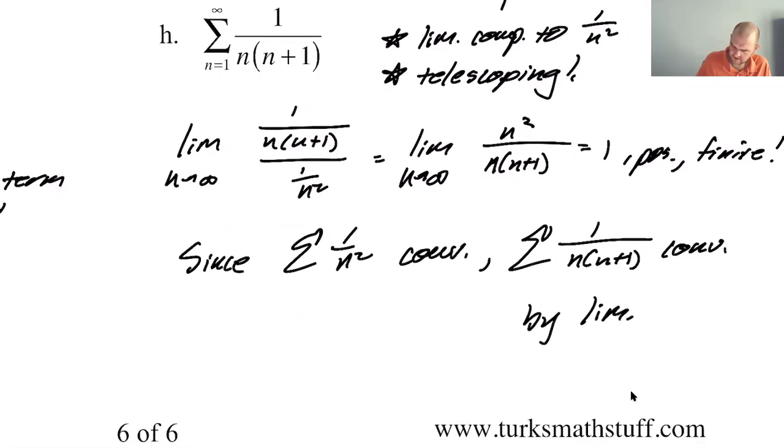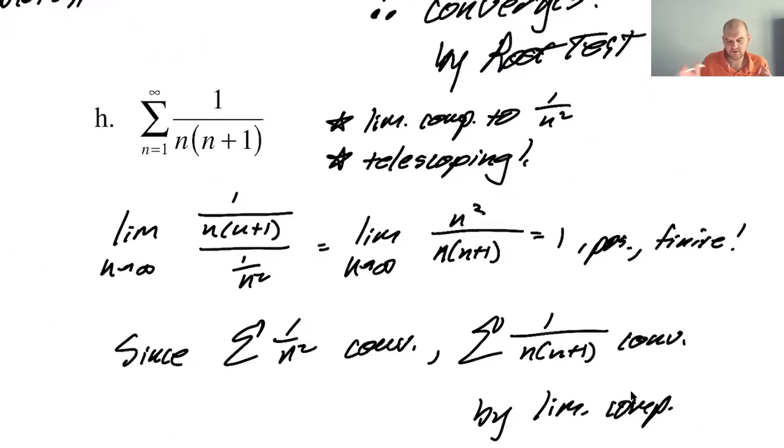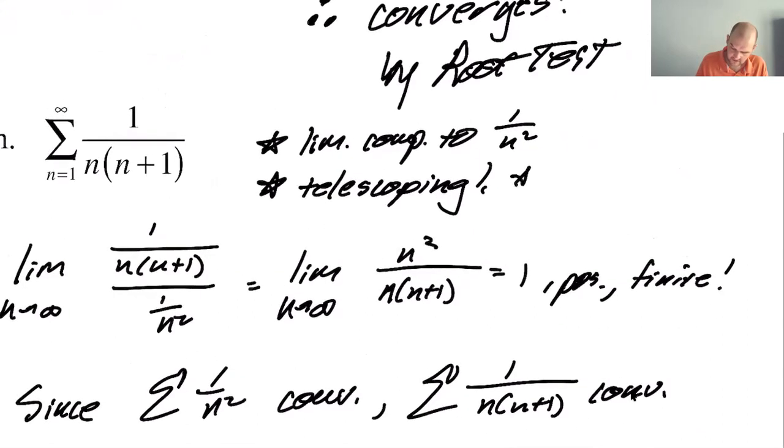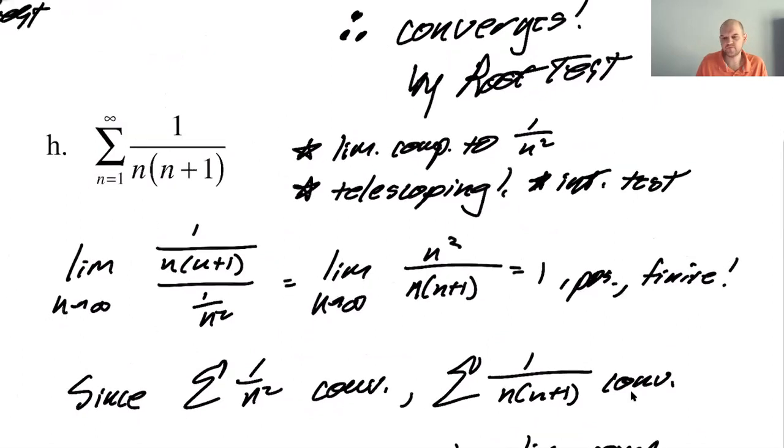You could maybe do the integral test on this also, now that I think about it. Once you do partial fractions, like telescoping, I think you could probably do the integral test. If the series converges, then the integral should converge. So I think you can also do the integral test. I don't want to do it, but I think you can do the integral test as well.